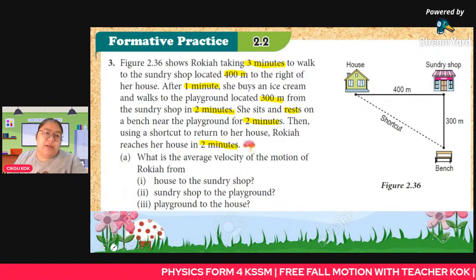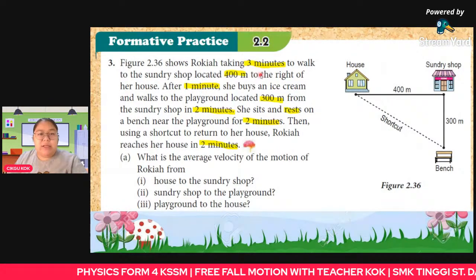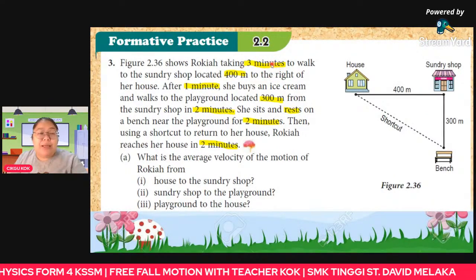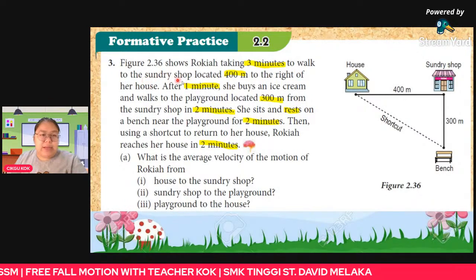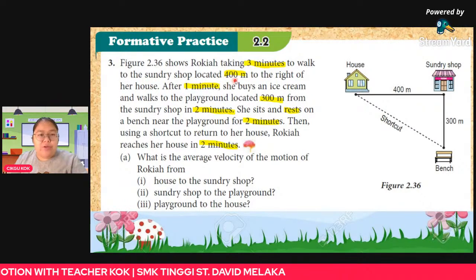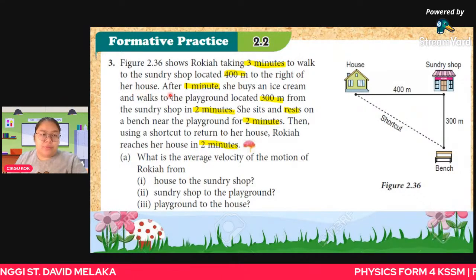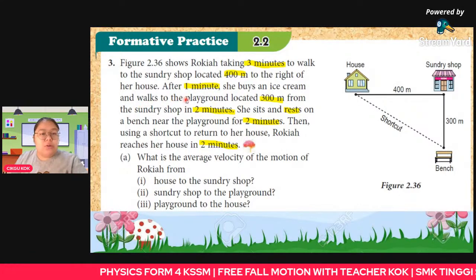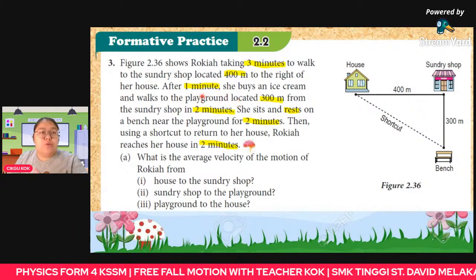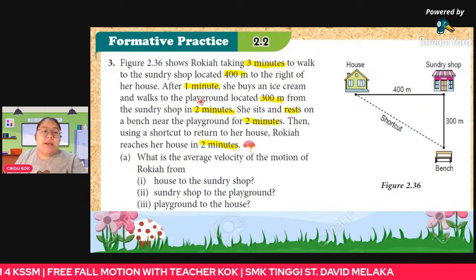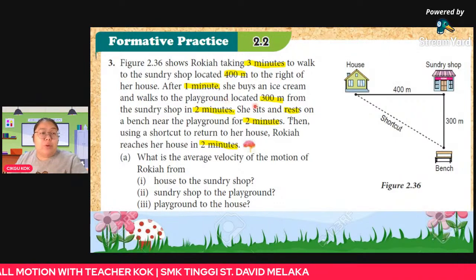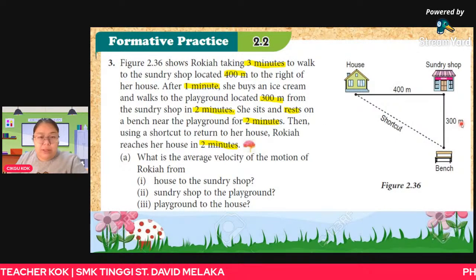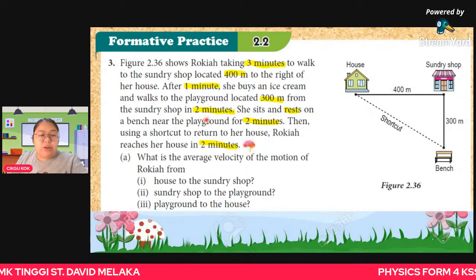Okay, this one, the figure shows about Rokia. Here they're taking 3 minutes to walk to the sundry shop located 400 meters to the right of her house. After 1 minute, she buys an ice cream and also walks to the playground. That means they use 1 minute to buy ice cream. Then they start to walk to the playground. It's located 300 meters from the sundry shop.